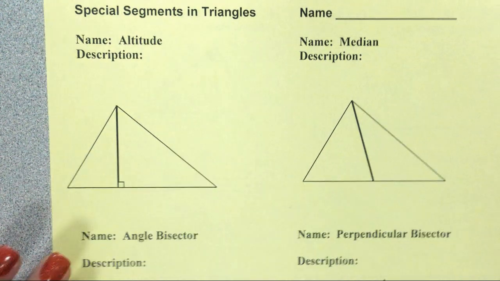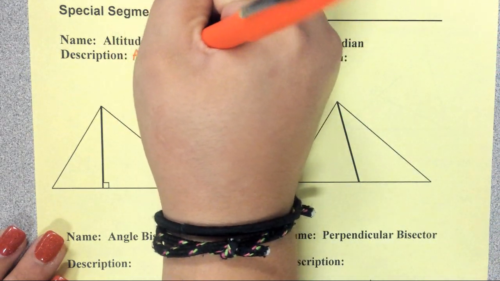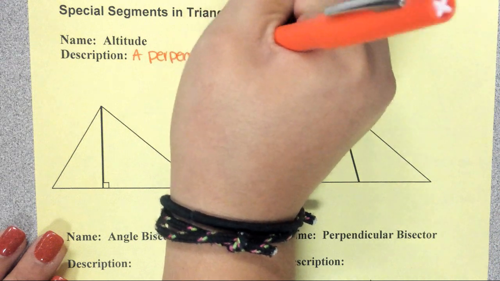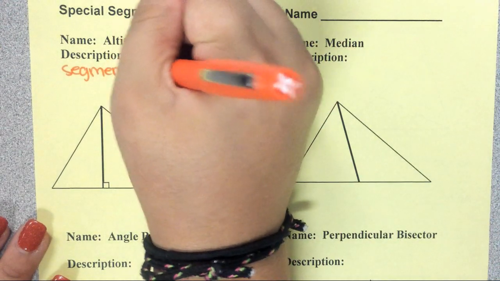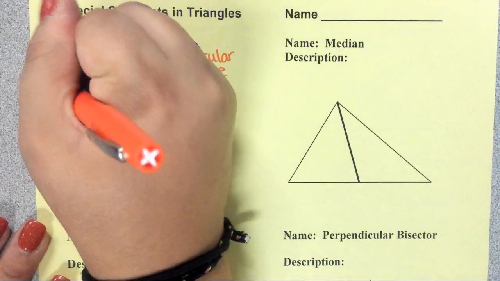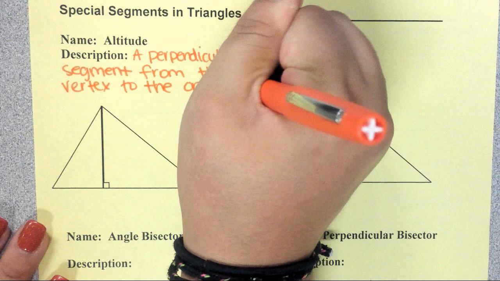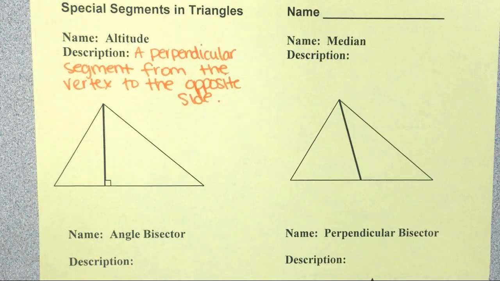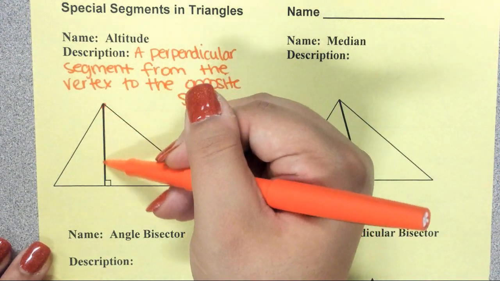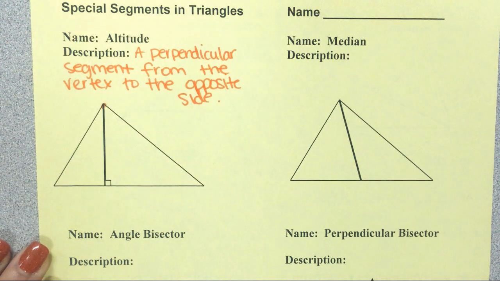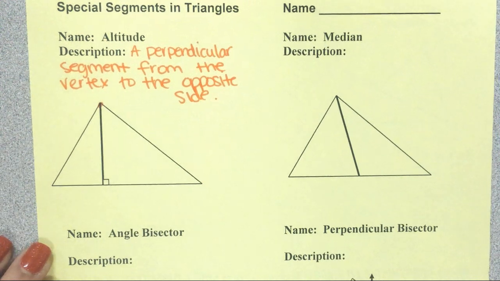The first one is called an altitude. And an altitude is a perpendicular segment from the vertex to the opposite side. So as you can see here, I have my vertex right here, and I want to draw a perpendicular line to the opposite side. So that's what an altitude is, and we'll go over some other things you need to know about it in a little bit.